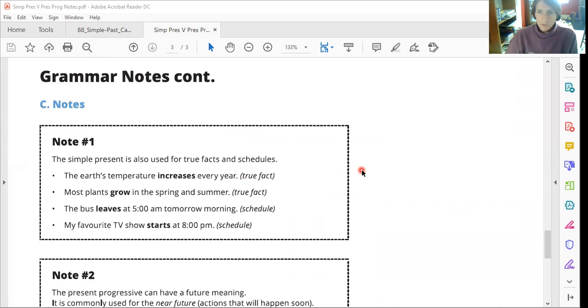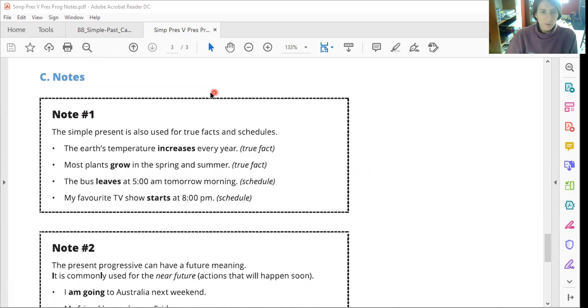Okay, a few notes to go with this information. Note 1, the simple present is also used for true facts and schedules. Okay? Things like the Earth's temperature increases every year. This is a fact. Most plants grow in the spring and summer. This is another fact. The bus leaves at 5 a.m. tomorrow morning. Well, this is a fact, and it's also part of a schedule.